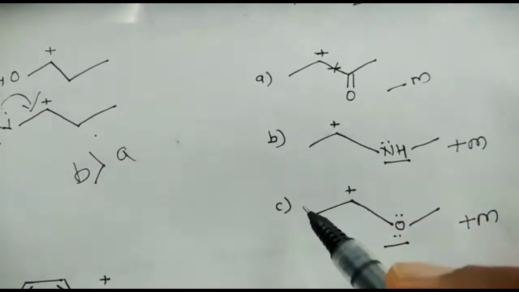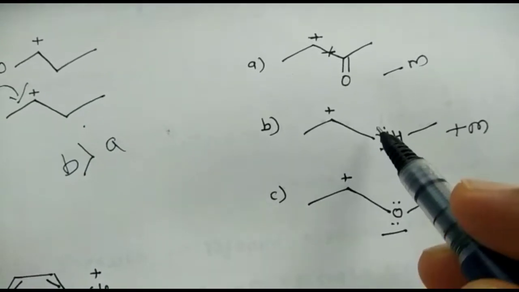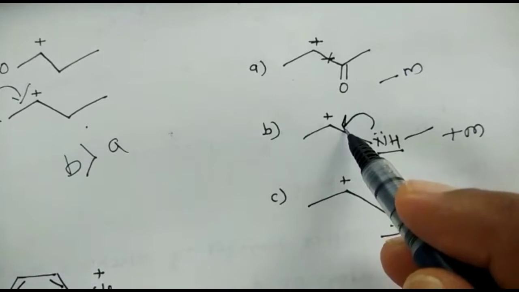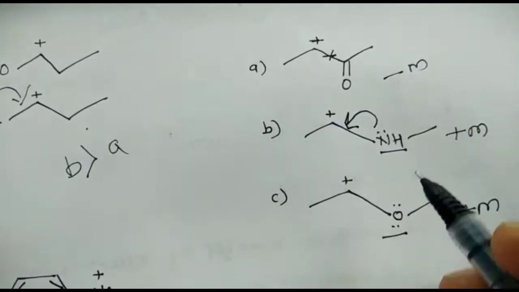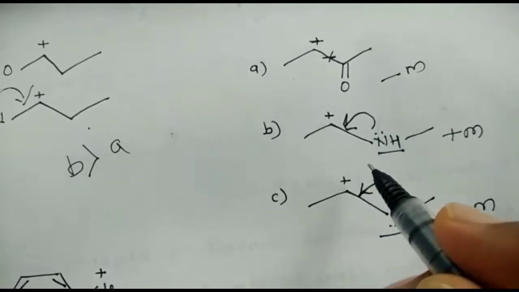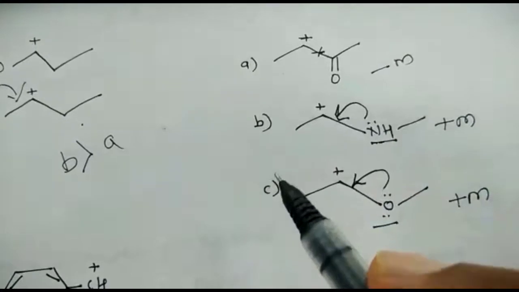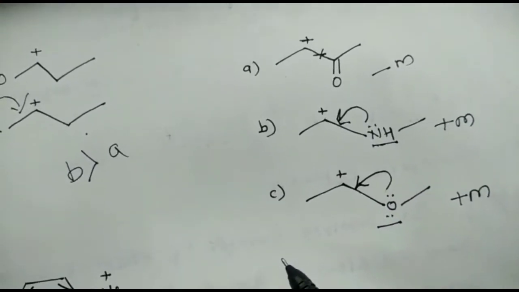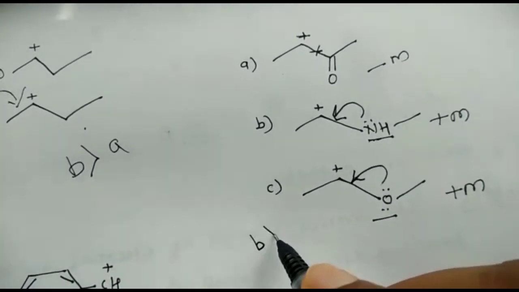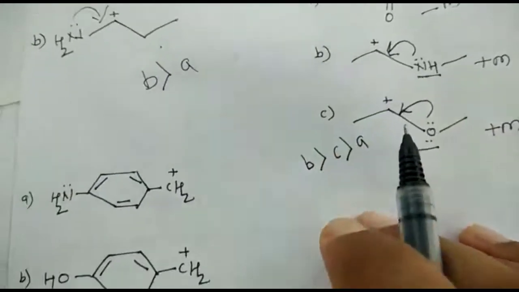Among B and C, the NH group is the more electron donating group. It will stabilize this positive charge, so the positive charge decreases here. This also gives electrons and will also stabilize the positive charge, but the electron donating group is stronger here, NH. So in the order of carbocation stability, B is more stable as compared to C, and the least stable is A. We will take the next example.